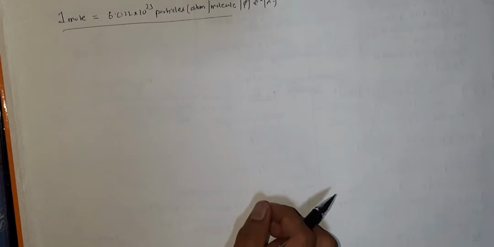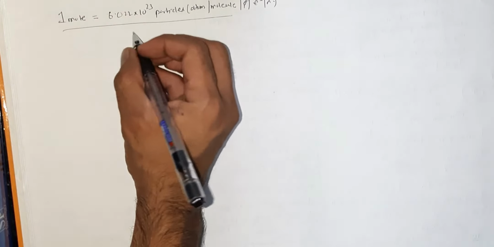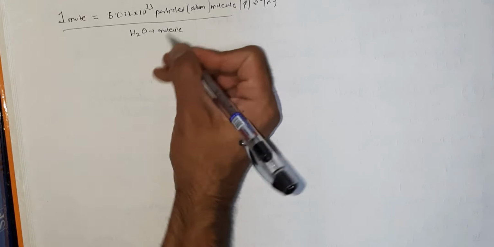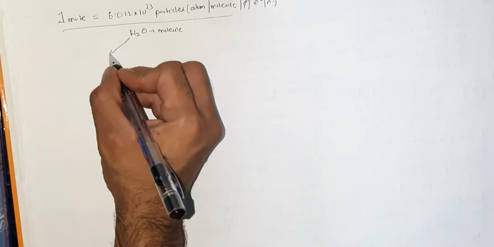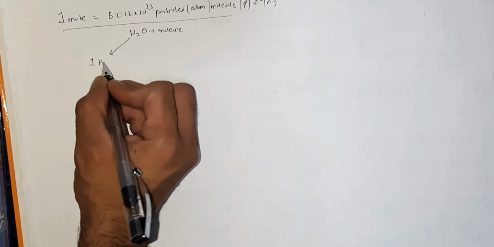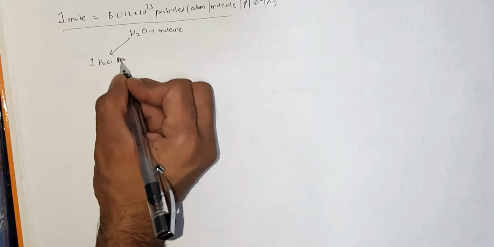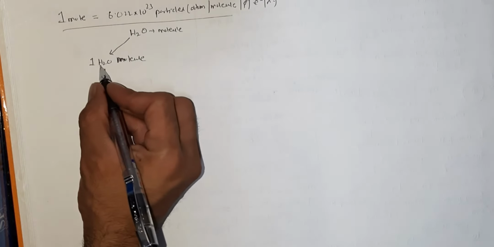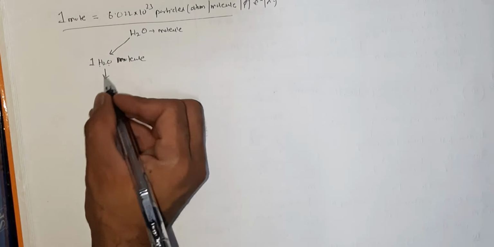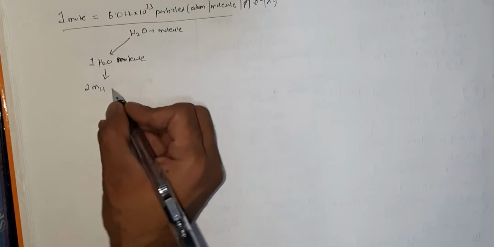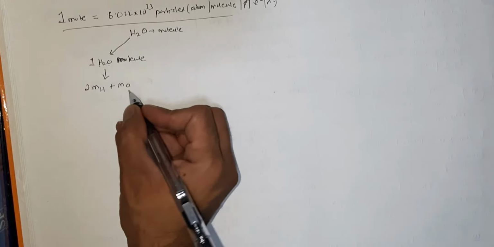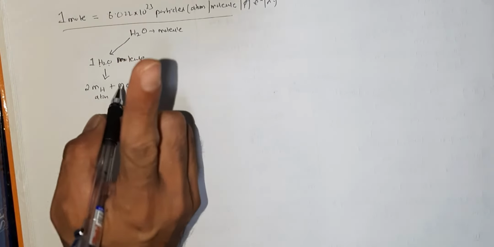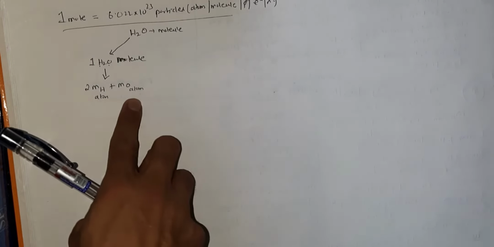The mass of a molecule is called molecular mass. Let us try to understand this. For example, H2O. Now H2O is a molecule. If I ask what will be the mass of one single H2O molecule, it will be the mass of hydrogen plus mass of oxygen. There are 2 hydrogen, so 2 into mass of hydrogen atom plus mass of oxygen atom. Okay, only atom. Why atom? Because you are talking about a single molecule. One single molecule is made up of 2 atoms of hydrogen and 1 atom of oxygen.